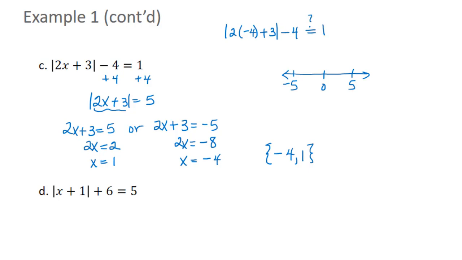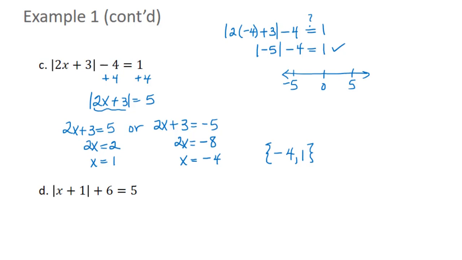So we would get, what, 2 times negative 4 is negative 8, plus 3 is negative 5. So we have the absolute value of negative 5 minus 4. Is that equal to 1? And it is, right? Absolute value of negative 5 is 5, minus 4 is 1.